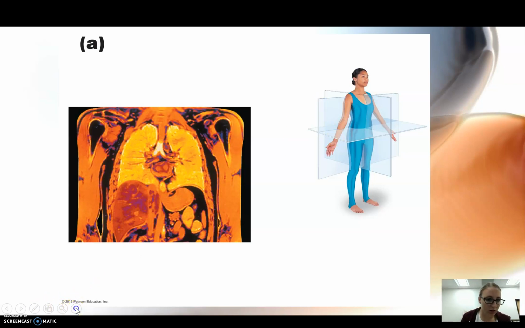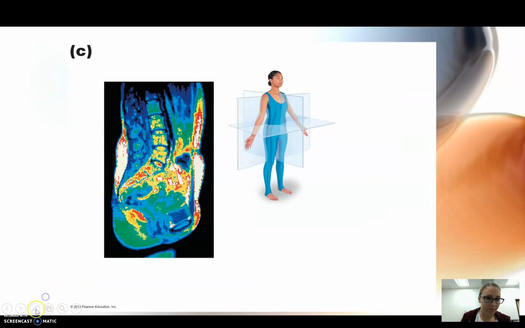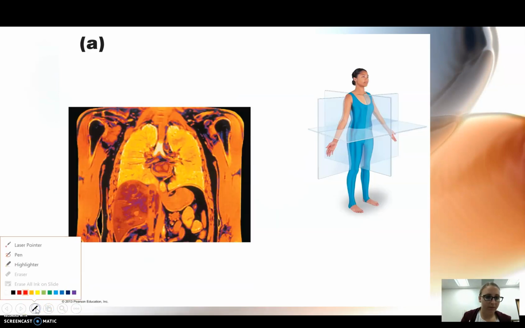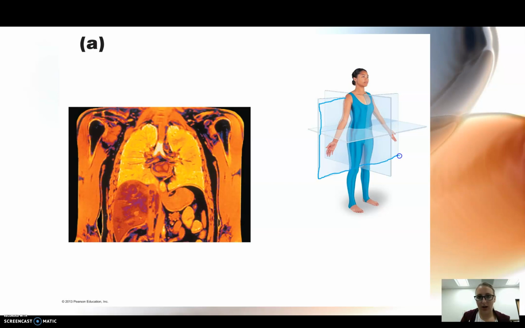Let me actually draw it out here. This one is actually referring to this plane right here. Okay, because it is splitting the specimen into her front half and her back half, so you're able to see kind of in the middle of that.